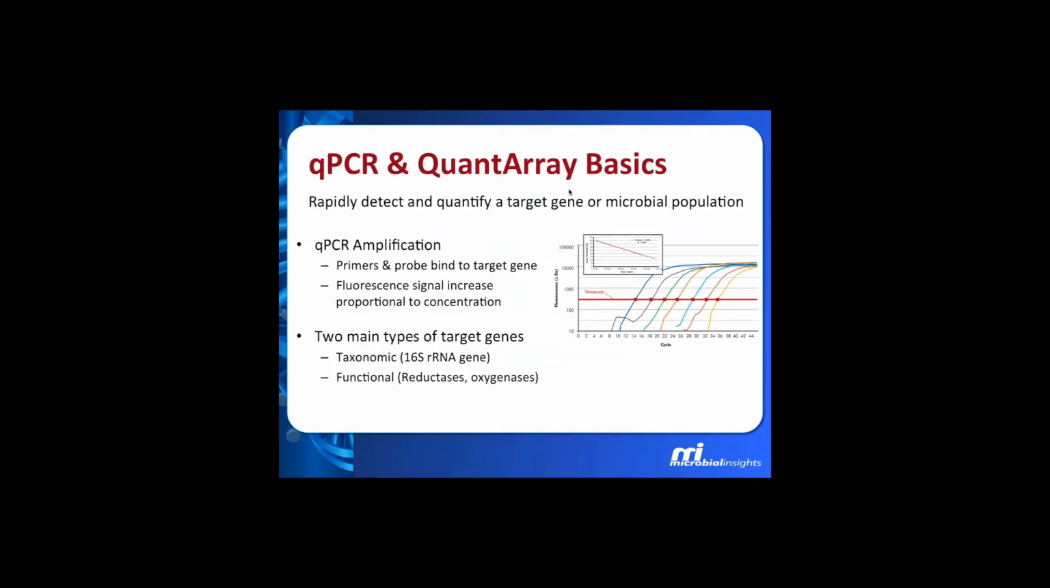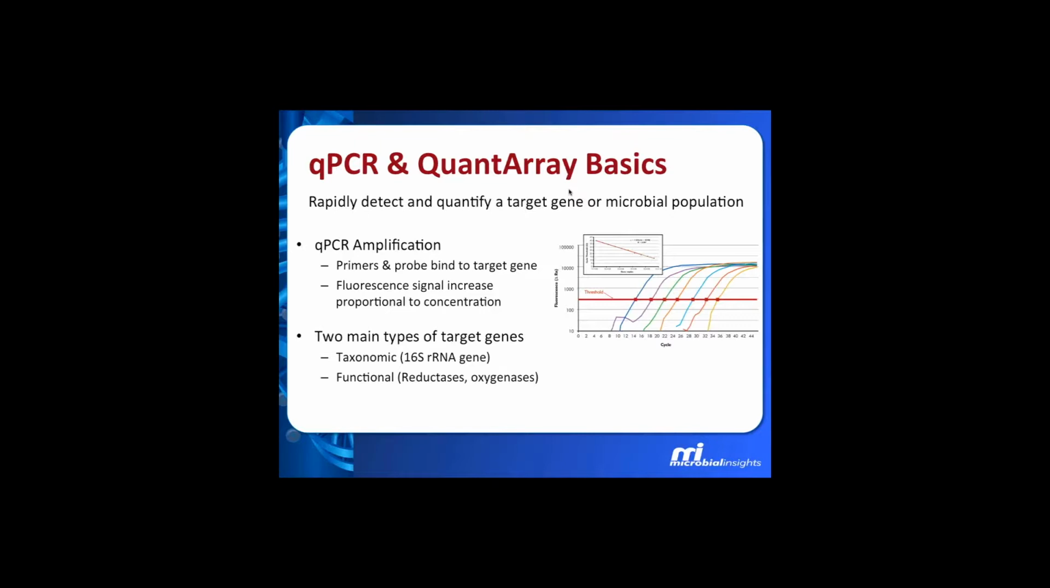For those of you that may not be familiar, just to get everybody on the same page, the basics of how qPCR and QuantArray work is that we have DNA present in our microorganisms. Every cell has DNA that tells who that cell is, or it could be a functional gene that can help that organism to do a certain process. What qPCR does is take short segments of DNA called primers and probes, and it goes in and targets that particular gene that we're interested in and makes a lot of copies of it.